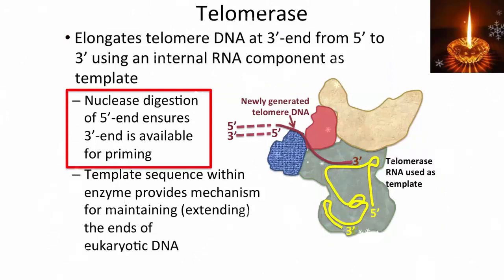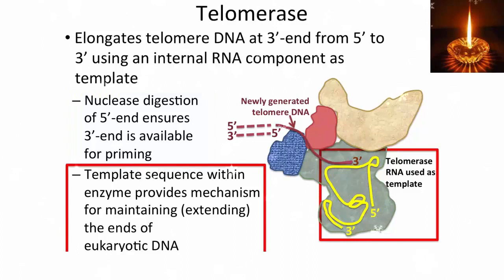The 5' end of the complementary strand may be digested to ensure that the 3' end is accessible to move into the telomerase active site to extend the DNA and prevent loss. The RNA template within the enzyme provides a mechanism for adding DNA sequence to the 3' end, which is followed by priming and synthesis to produce double-stranded DNA.